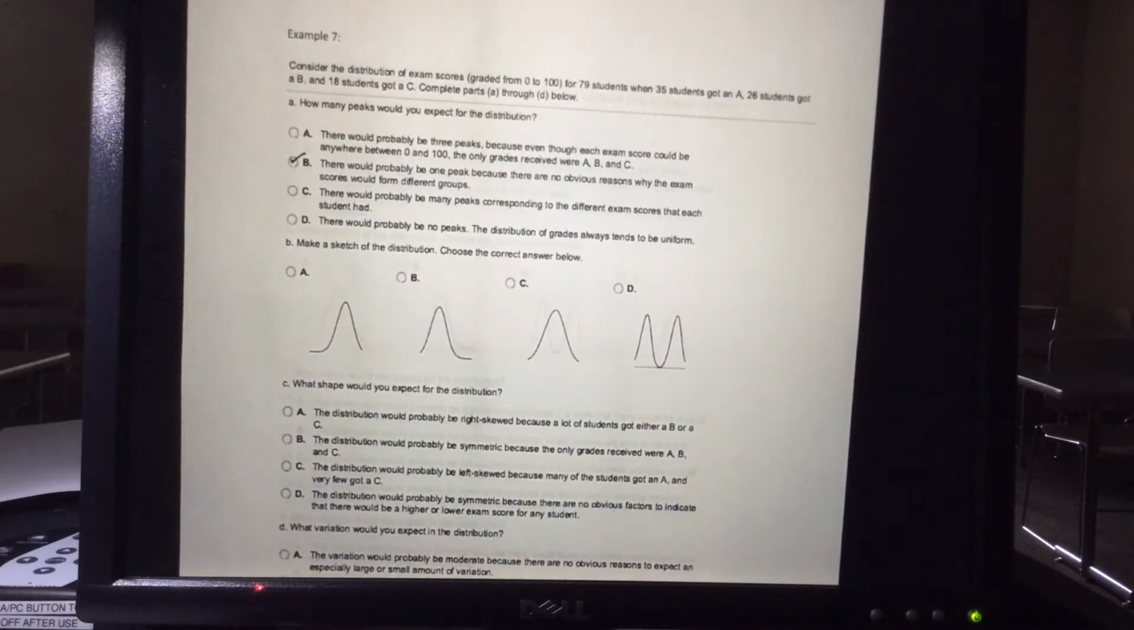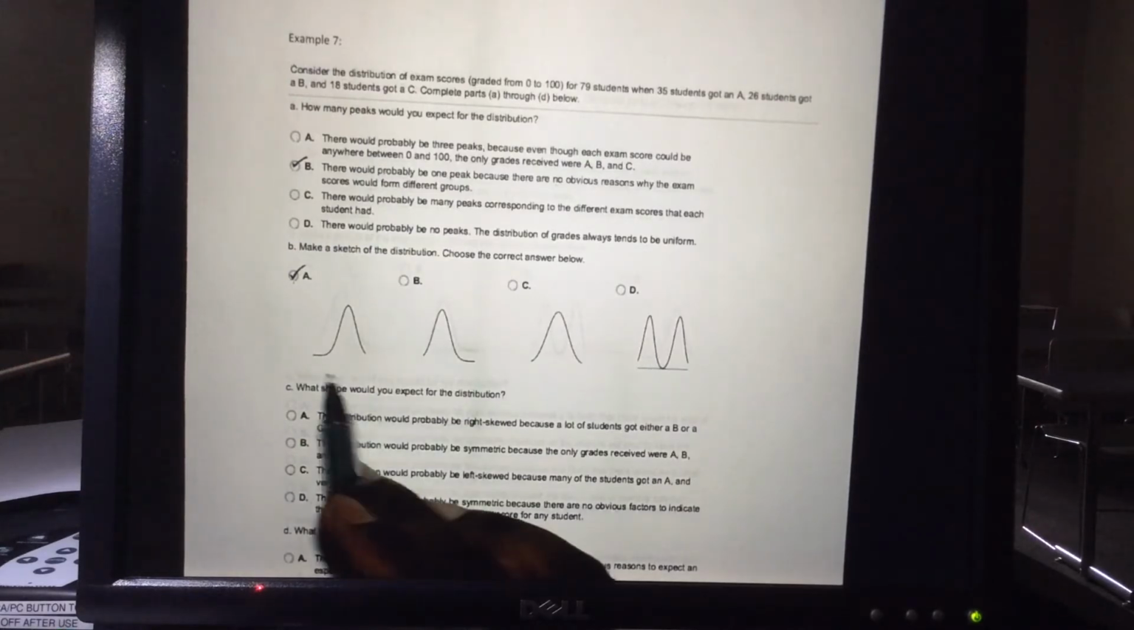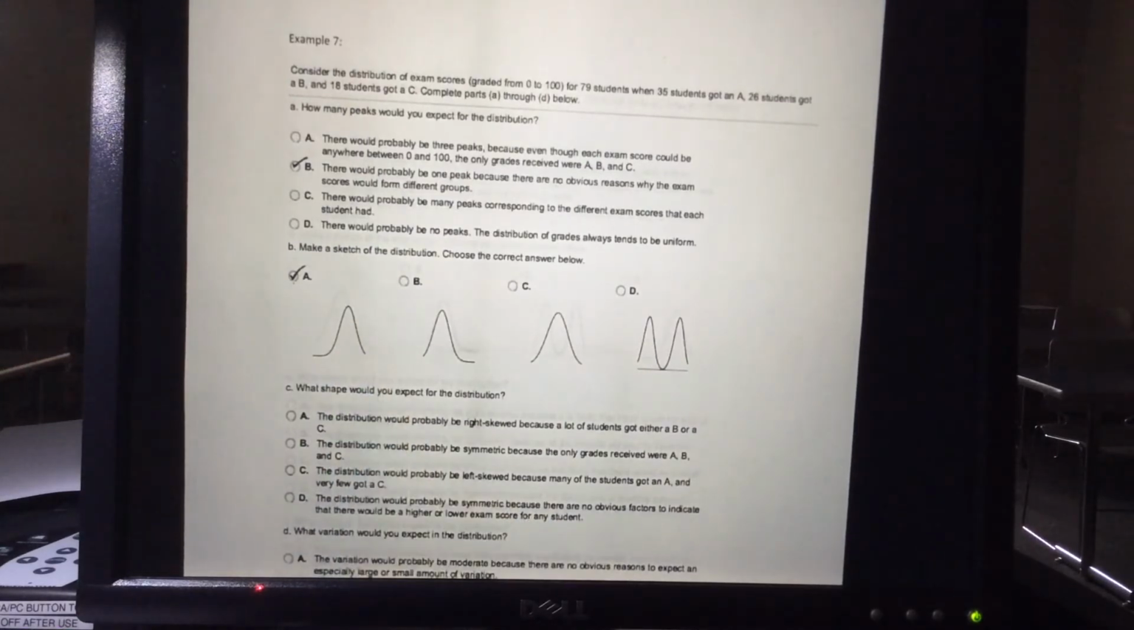And in part B, make a sketch of the distribution. Well, here they're giving you a choice of sketches. You'll want to pick the one that would fit that particular situation here. And looking at this, it would be this one right here. Because we got 35 A's, 26 B's, and 18 C's. So it will look somewhat like this for a distribution. It won't be normal.